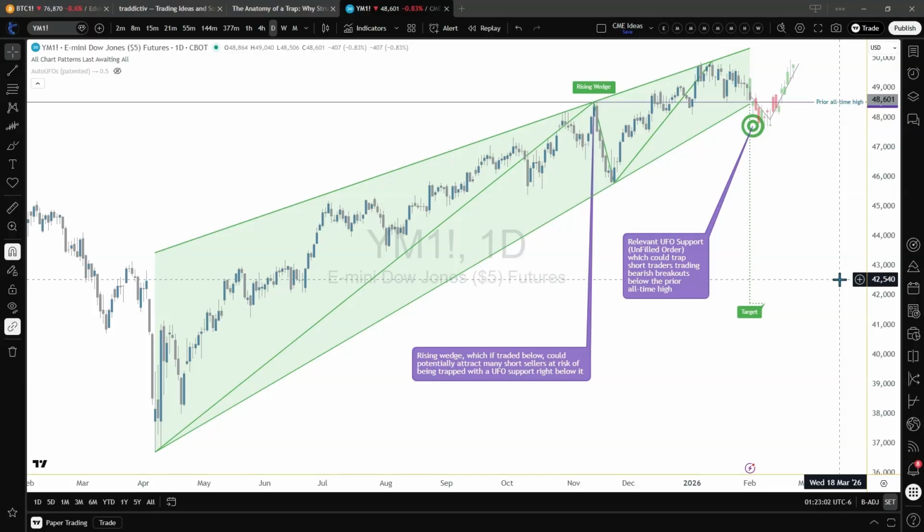This becomes even more relevant given that it looks like we're going to soon test the bottom part of this rising wedge, but we also are in a situation where this prior all-time high became support the moment price traded through it. Obviously, resistance becomes support. That's again basic technical analysis. So that price level is coinciding with the intersection of the bottom part of the wedge. In other words, this price level around where the Dow is trading right now, 48,600, 48,500, something like that.